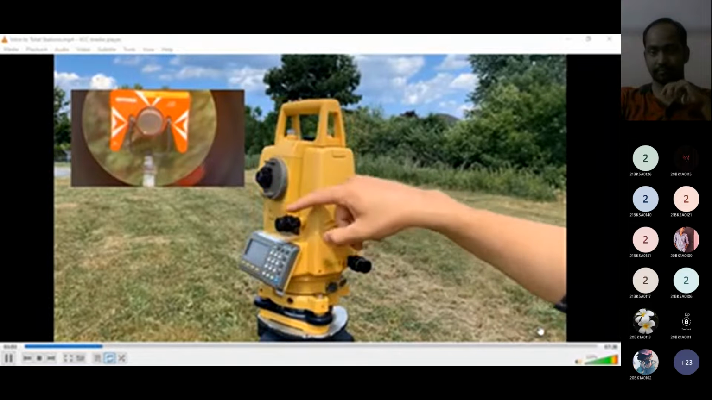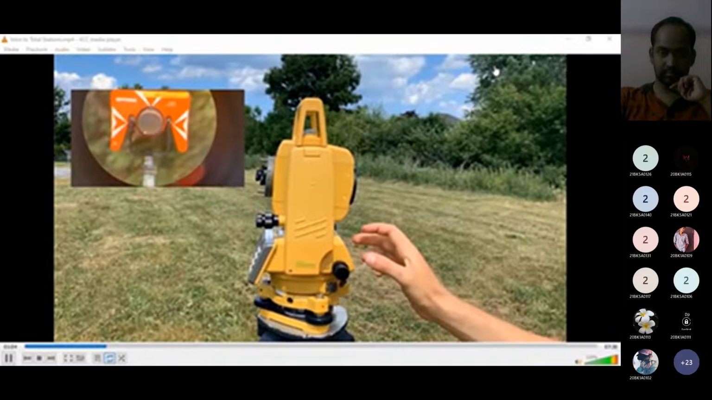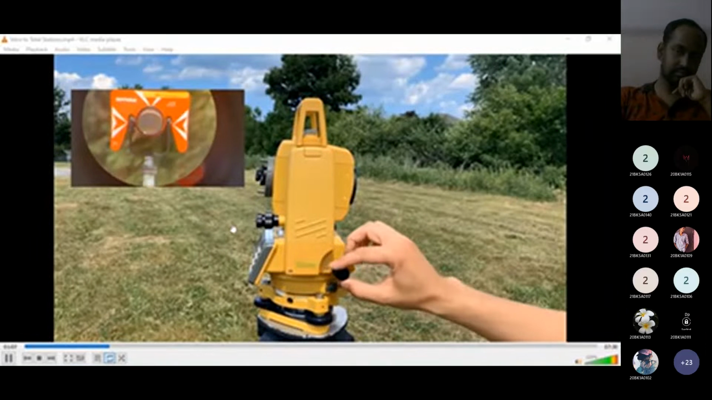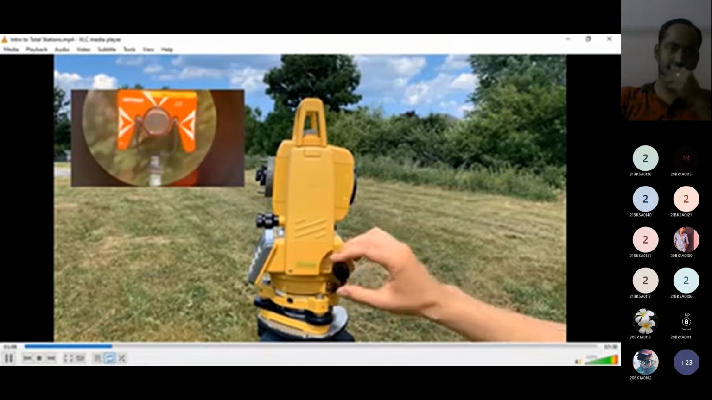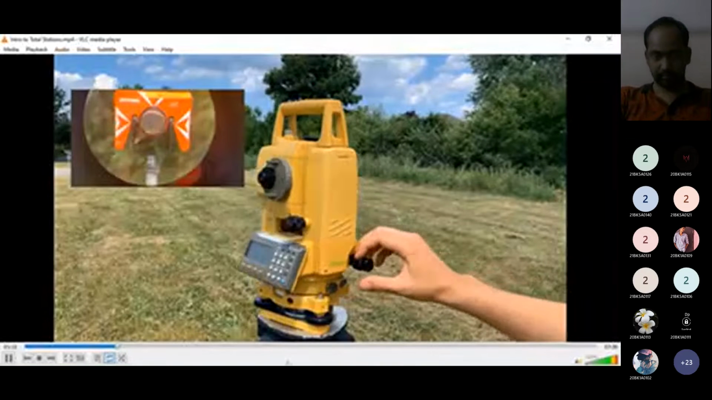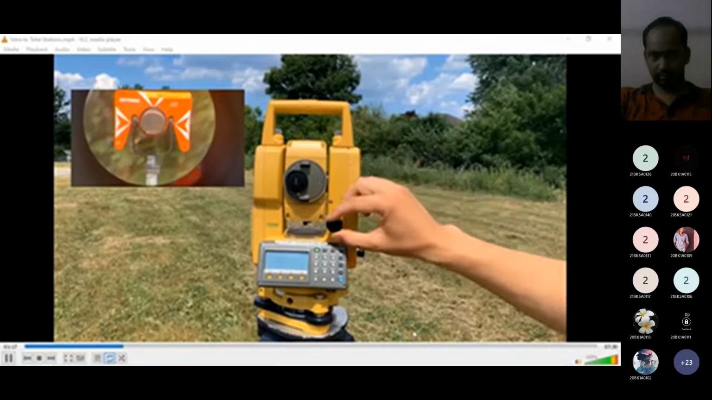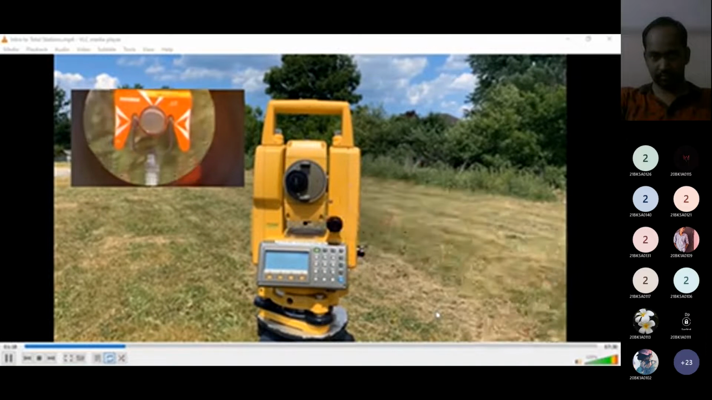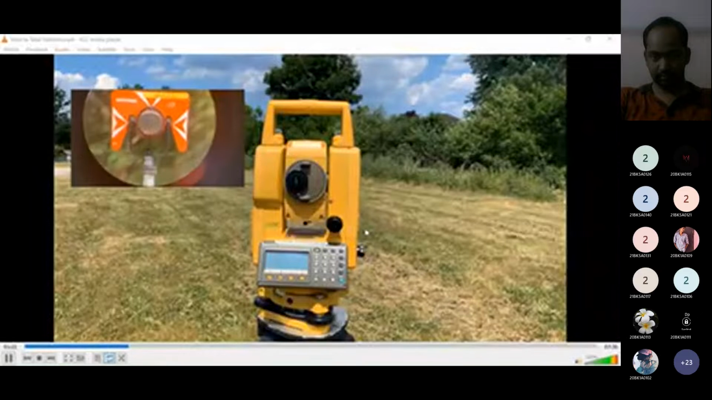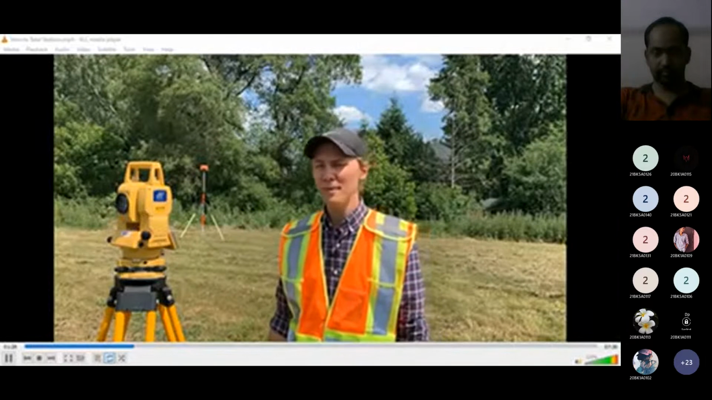We also have a knob here and a knob here. This knob on the inside locks our horizontal rotation, and this knob is a fine adjustment for the horizontal rotation that helps us sight a prism, especially a prism that's far away. And this knob locks our vertical rotation, and this knob is a fine adjustment for the vertical rotation. When we set up our total station, it's important to know the height of our instrument.